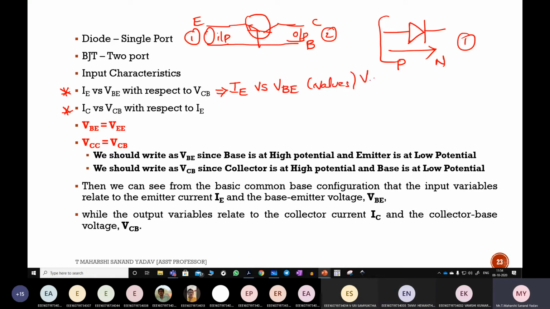For different values of output voltage VCB, we call this input characteristics. Suppose if it is output, simply consider output current and output voltage. So output current is IC and output voltage is VCB, for different values of input current. Here we are plotting with respect to output voltage and here with respect to input current. So by using these two notations, we'll get two kinds of graphs.